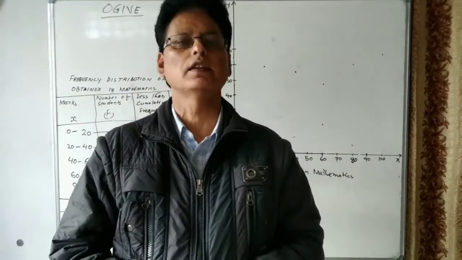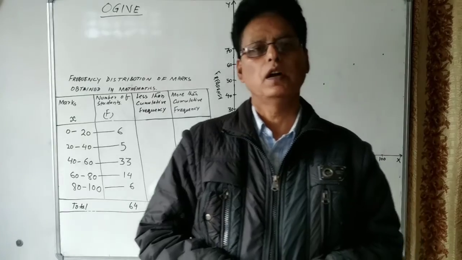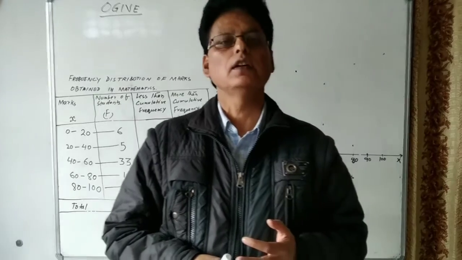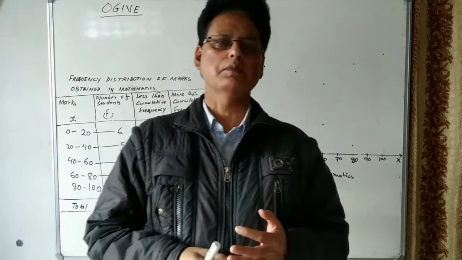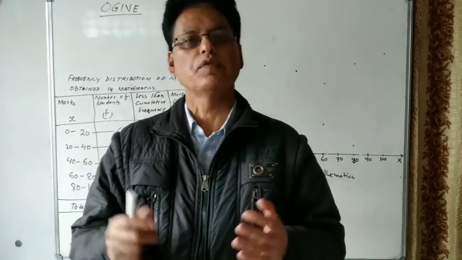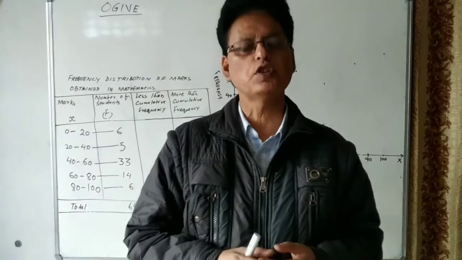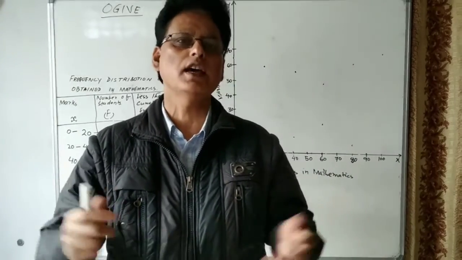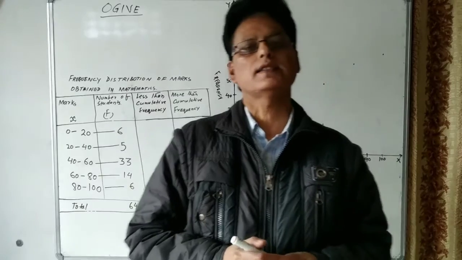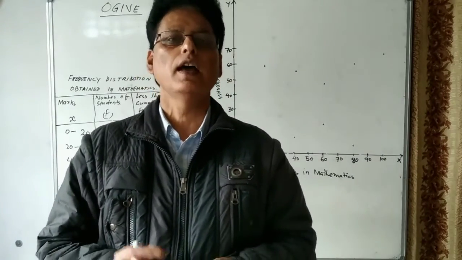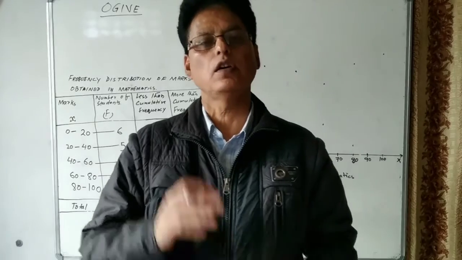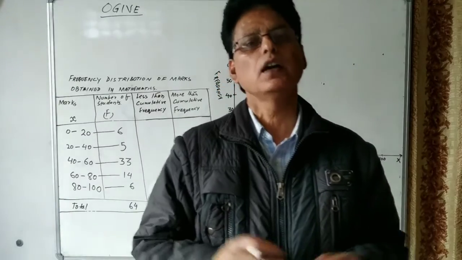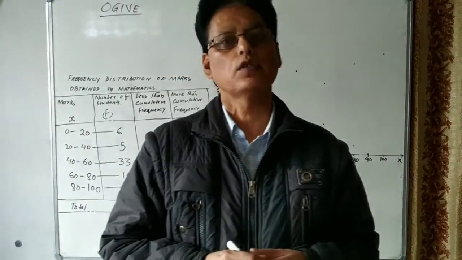So as we know, there are different forms of the frequency diagram. We have seen that a frequency diagram can take the form of a histogram, a frequency polygon, a frequency curve, and an ogive. So today we'll discuss the ogive. The ogive is also known as the cumulative frequency curve, and the cumulative frequency curve is of two types. One is called less than cumulative frequency, and another one is called more than cumulative frequency.